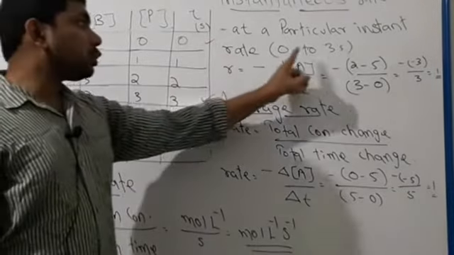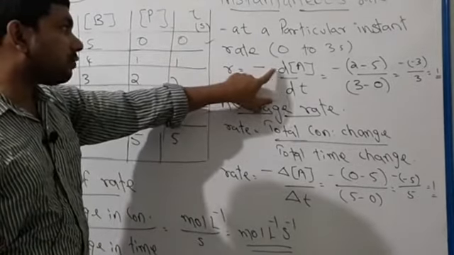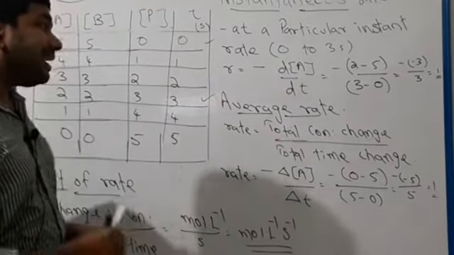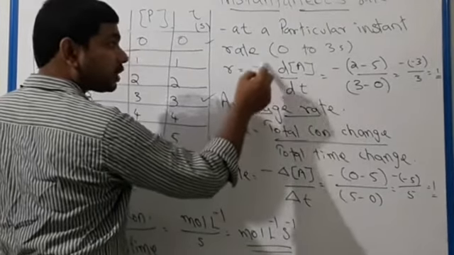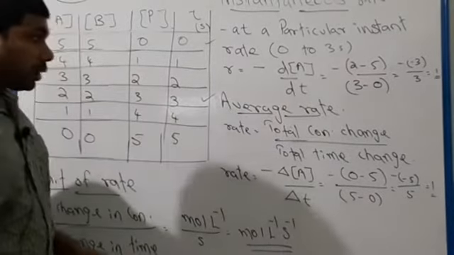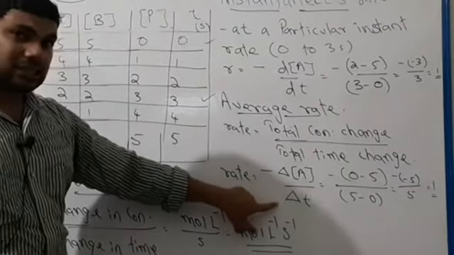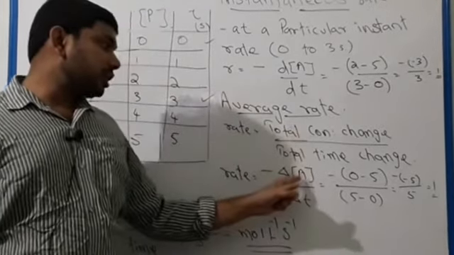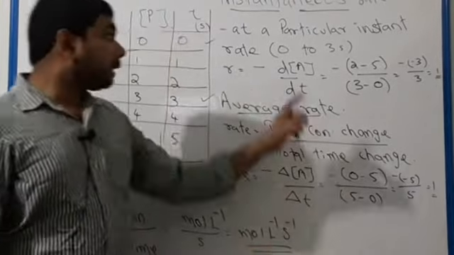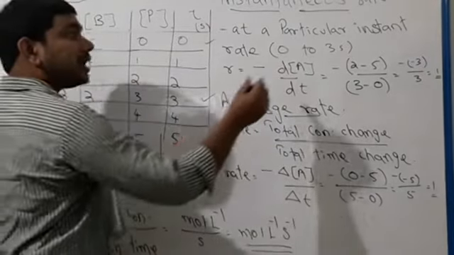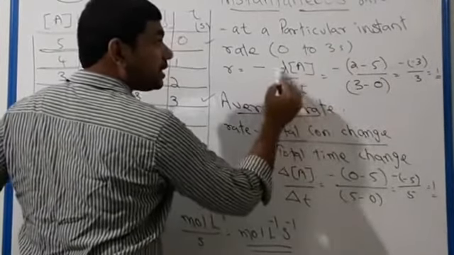Example, rate 0 to 3 seconds. We know rate of reaction is change in concentration of reactant divided by change in time. Here for instantaneous rate we use to represent -dA/dt. This is reactant, that's why the negative sign, -dA/dt. Average rate we will discuss later; average rate we will represent as -ΔA/ΔT. ΔA means the complete concentration change of A, ΔT the complete time change. Here -dA/dt means we consider only this particular time interval, only this particular concentration change.